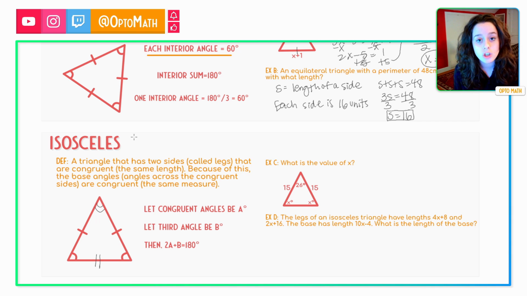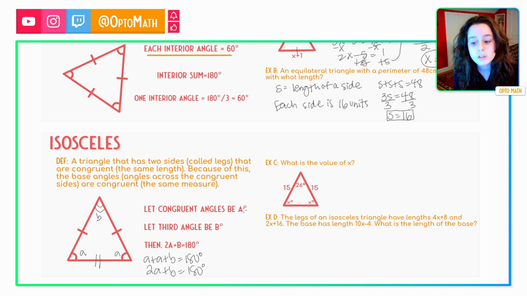Let's say that you're trying to solve a question to do with the angles in an isosceles triangle. Well, let's call these angles A, and let's call this third angle B. We know that since these are interior angles, we could say A plus A plus B is 180, right? But since there are two A's, we could rewrite that as 2A plus B equals 180. And that's exactly what we have written here. So we know the two congruent angles are A, the third angle is B, so 2A plus B equals 180.